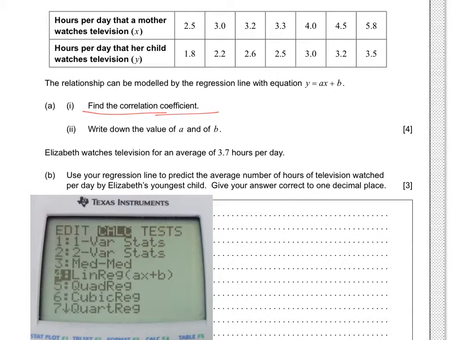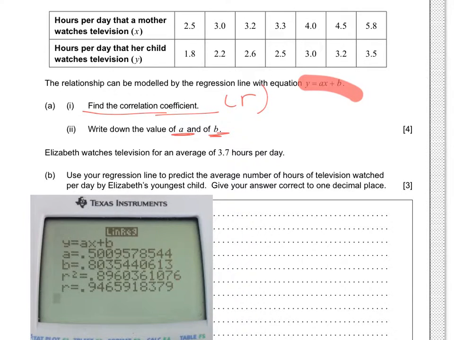In the stats menu underneath calc, you will find the linear regression option under number 4 here. AX plus B, which is the one that matches what's given in the question. So you need to go to that, choose the linear regression option, and it will do the correlation coefficient for you, which is called R. It will also give you the values of A and B that you need for part 2. If you don't get the value of R, it means the diagnostics aren't switched on your calculator, so make sure that your calculator has the diagnostics on.